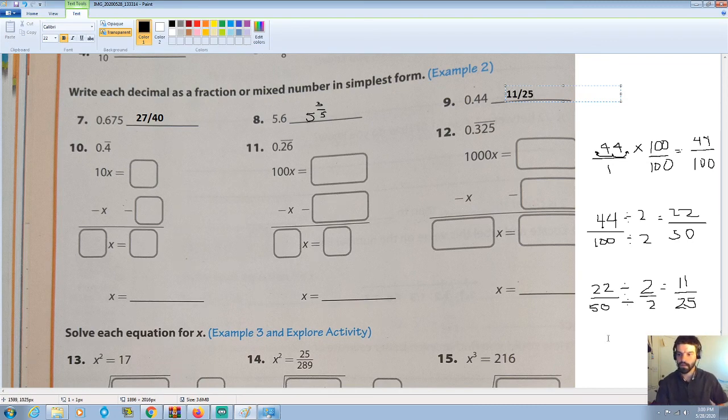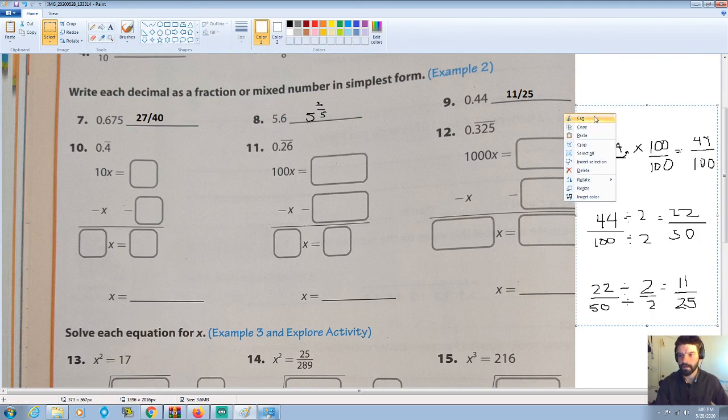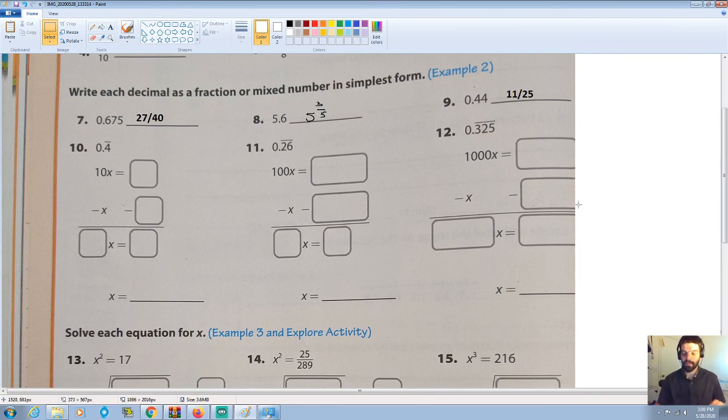Alright, let's look at this next section here. This section can be a little daunting, but again, if you follow the strategies, not too bad, I promise. What we're going to do here is represent a repeating decimal as a fraction. But here we're going to introduce some algebra.